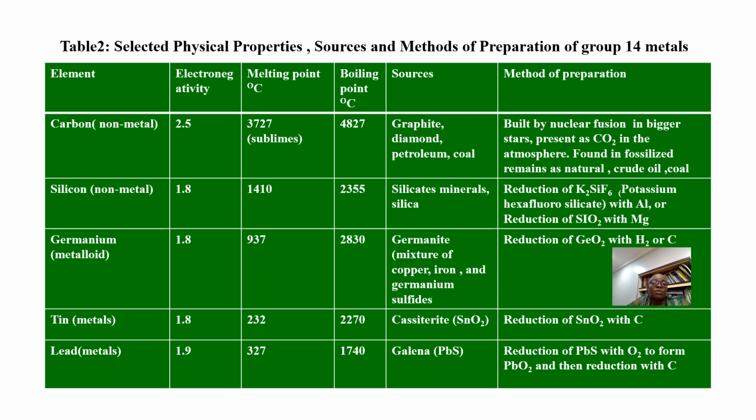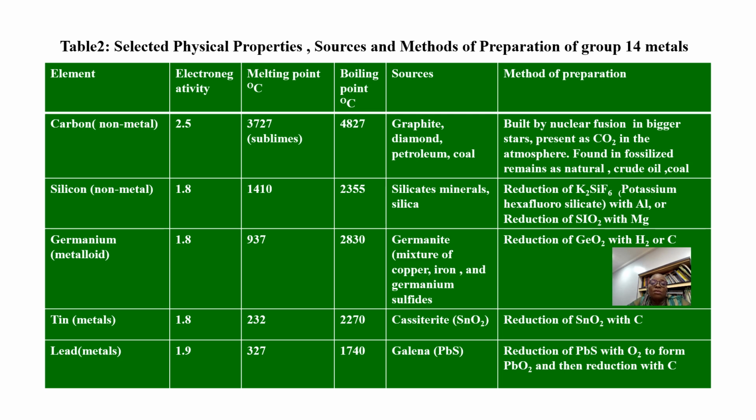We observe also that electronegativity decreases down the group, with carbon having the highest electronegativity of 2.5. Melting point also decreases down the group, with carbon having the highest, and it sublimes at 3727 degrees centigrade. Boiling point also decreases down the group.